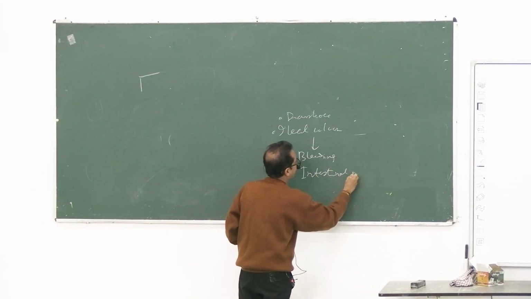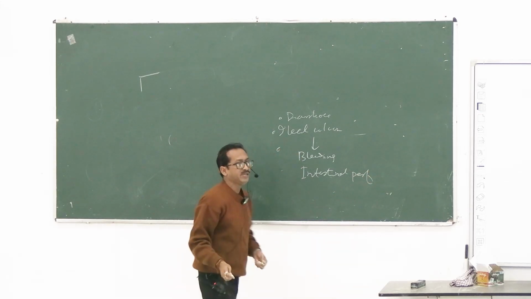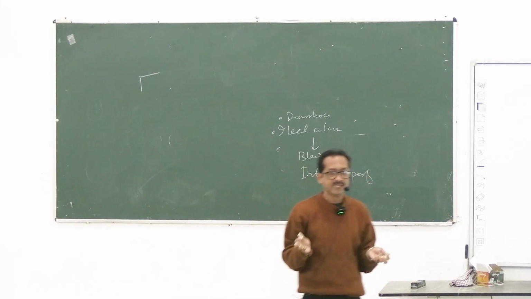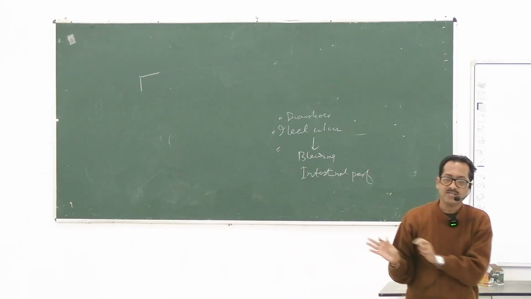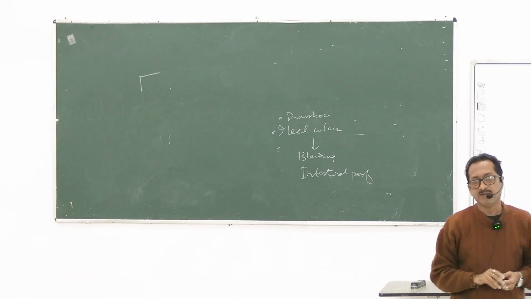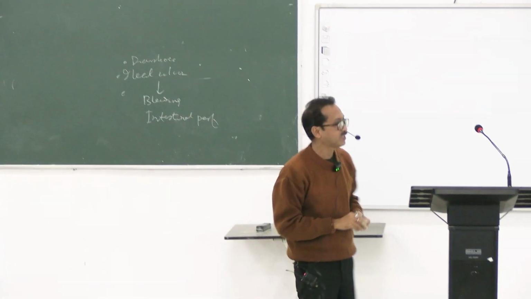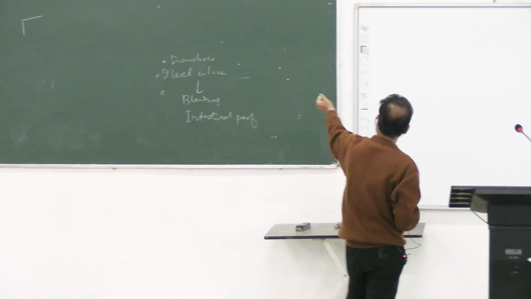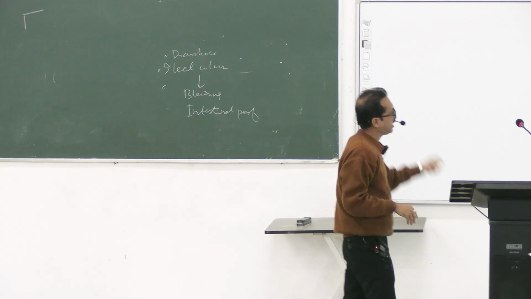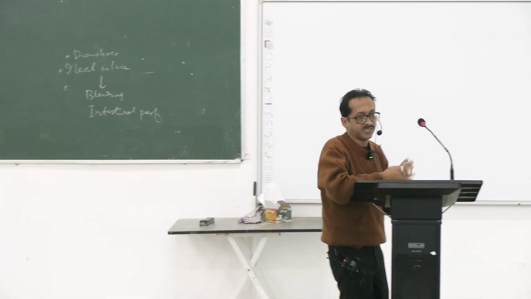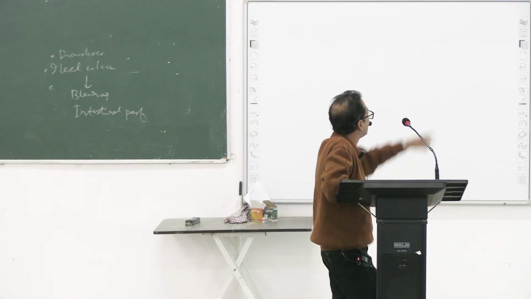These are very rare nowadays because usually the patient either takes an antibiotic on their own, or a broad-spectrum antimicrobial is prescribed to them. So these are the next steps: diarrhea, ileal ulcer, bleeding, intestinal perforation, if the patient is left untreated.